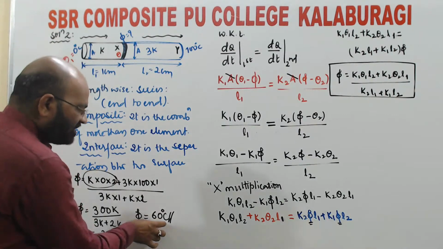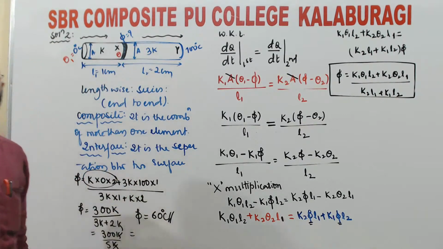So this will be the junction temperature. The temperature at the junction is 60 degrees Celsius.